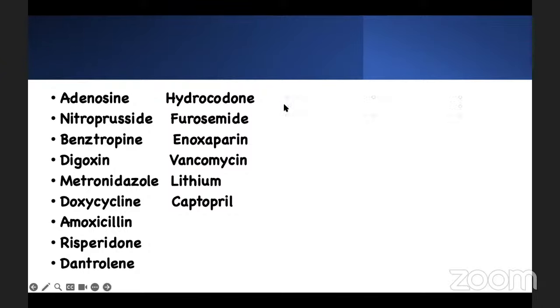So this is a very quick pharm. I'm just going to give you a little taste of it so that you can see, oh, I need to know this, if you don't know at all one or two things about this medication. Adenosine.